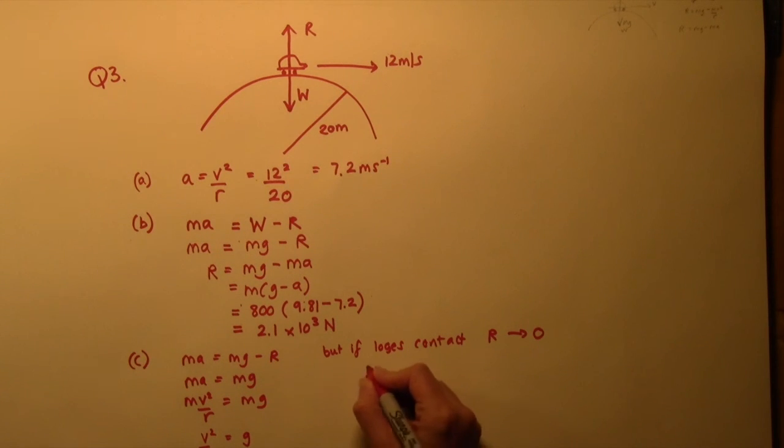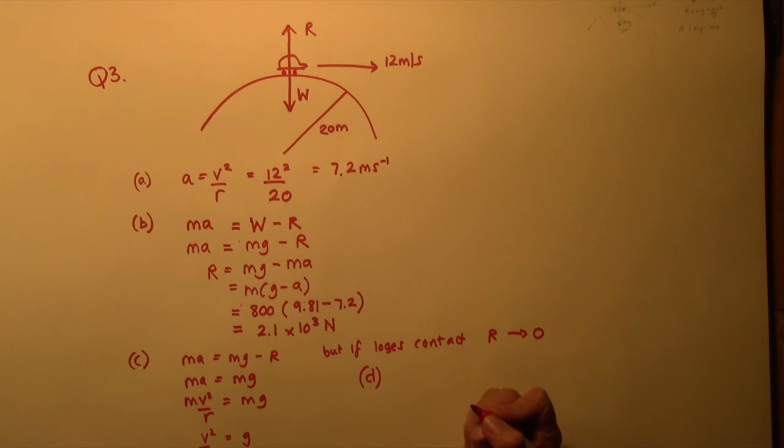And then part D, use your answer from part C to determine the minimum speed of the car. So here you're just substituting in. If v is square root of gr, you know what g is and you know what r is, so therefore you can determine. So v is the square root of 9.81 times the radius of 20 metres. When you work that out, that comes out to be 14 metres a second.